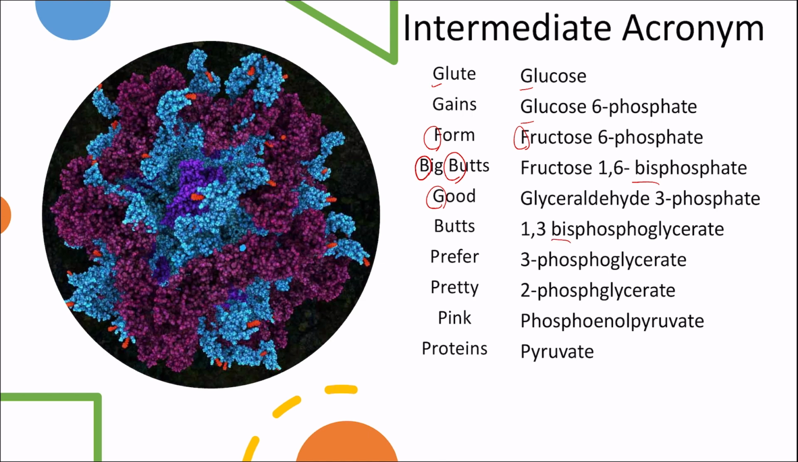Prefer, the P would be for 3-phosphoglycerate. P for pretty would be 2-phosphoglycerate. The P for pink would be phosphoenolpyruvate. And the P for proteins is pyruvate.